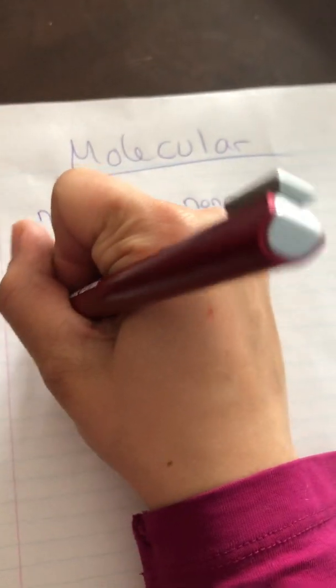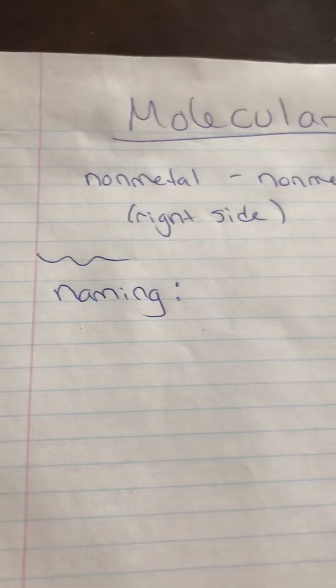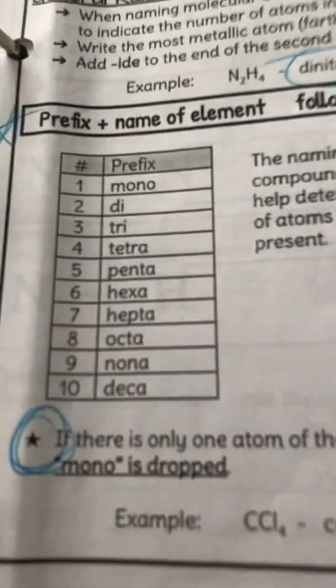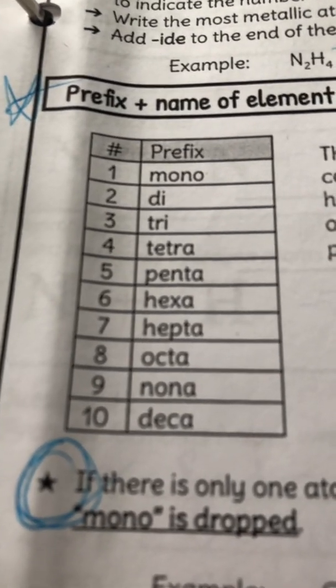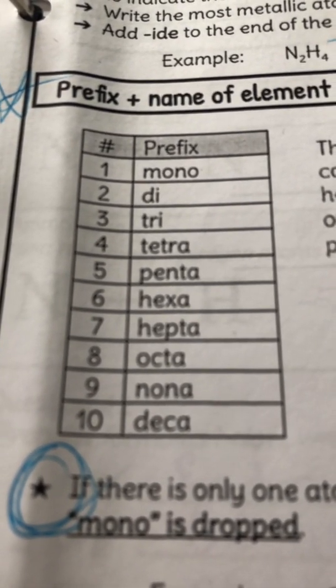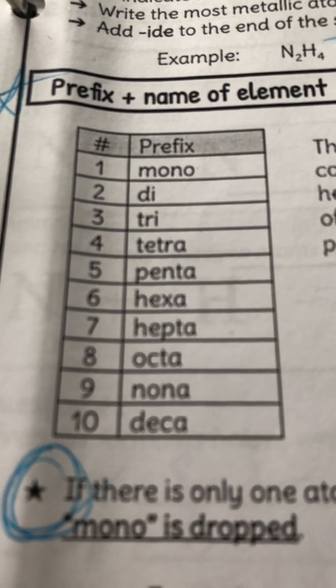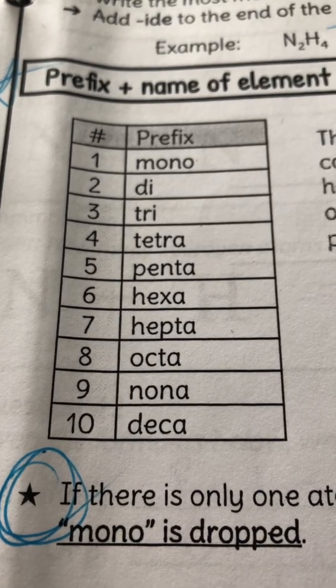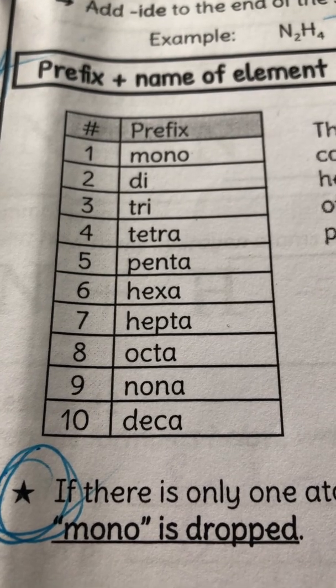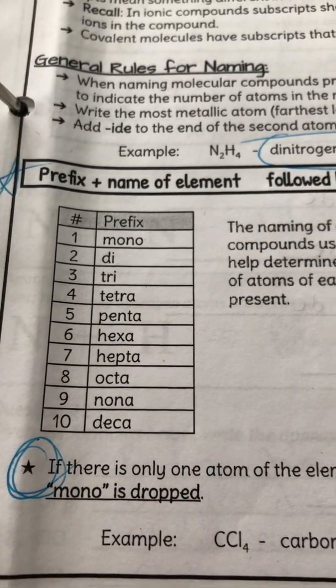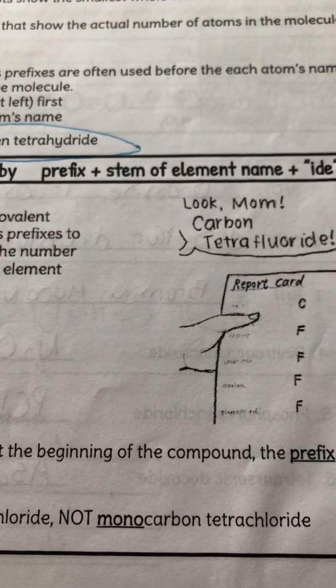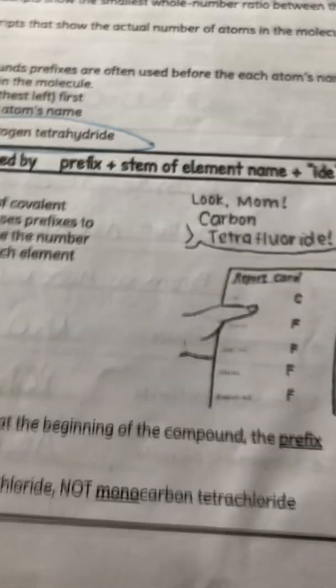We can do the naming first. So naming. When we name these compounds, we are going to use things that are called prefixes. So if you look here, we have a bunch of different prefixes. So 1 is mono, 2 is di, 3 is tri, 4 is tetra, 5 is penta, 6 is hexa, 7 is hepta, 8 is octa, 9 is nona, and 10 is deca. So we take the prefix plus the name of the element, and then we follow by the prefix plus the next element, and then we end in IDE.